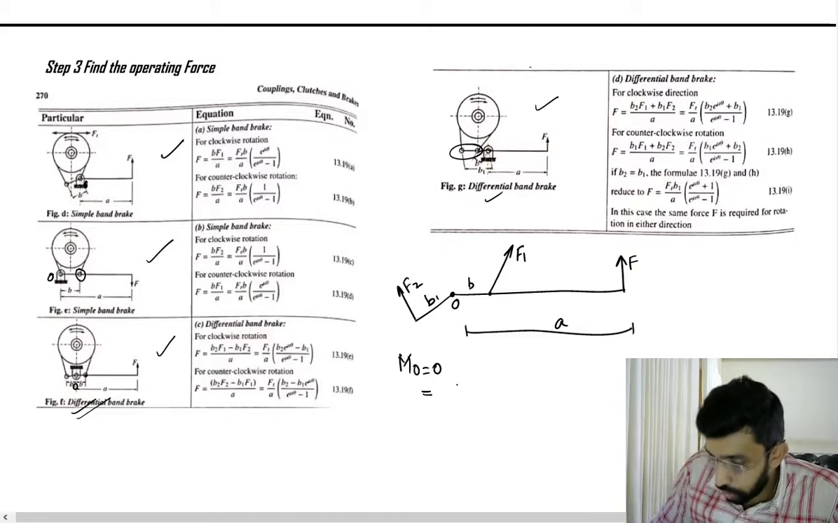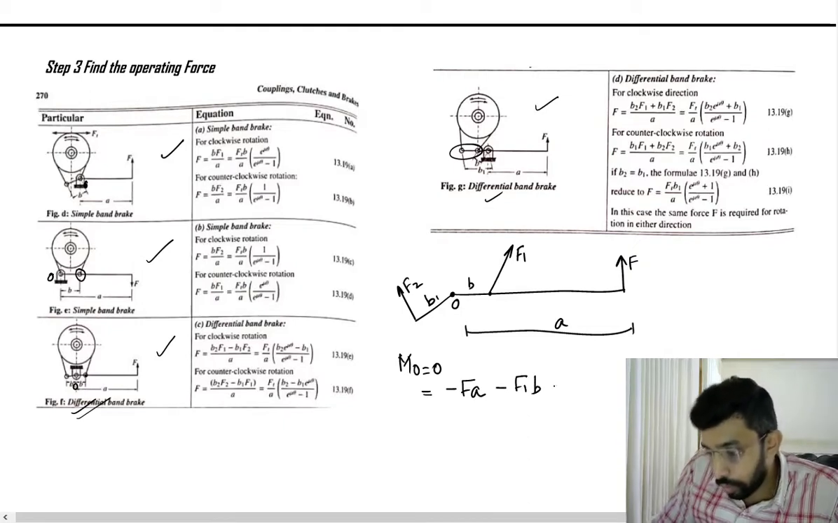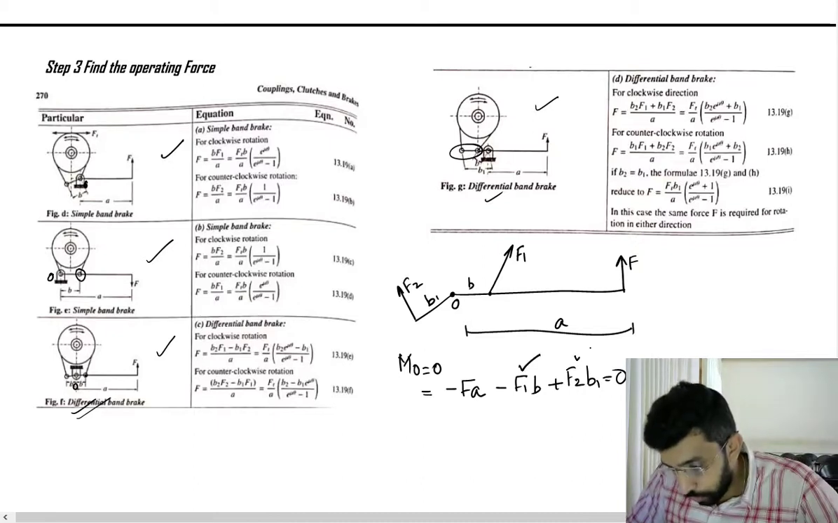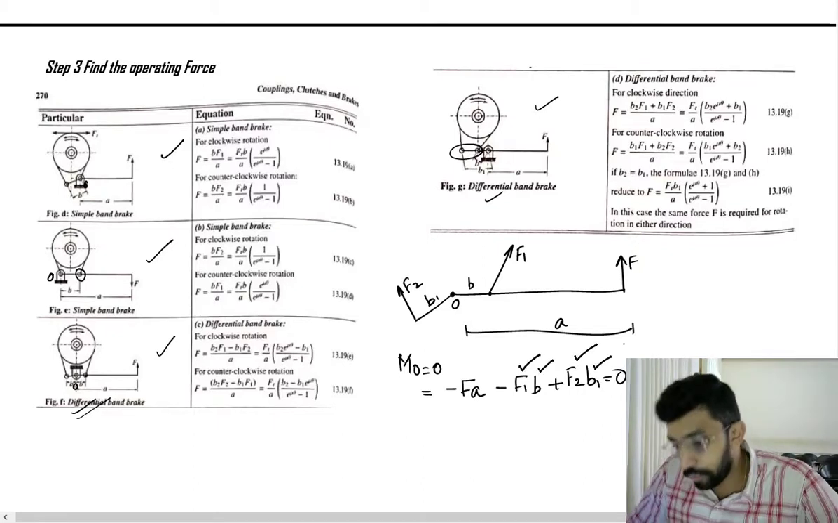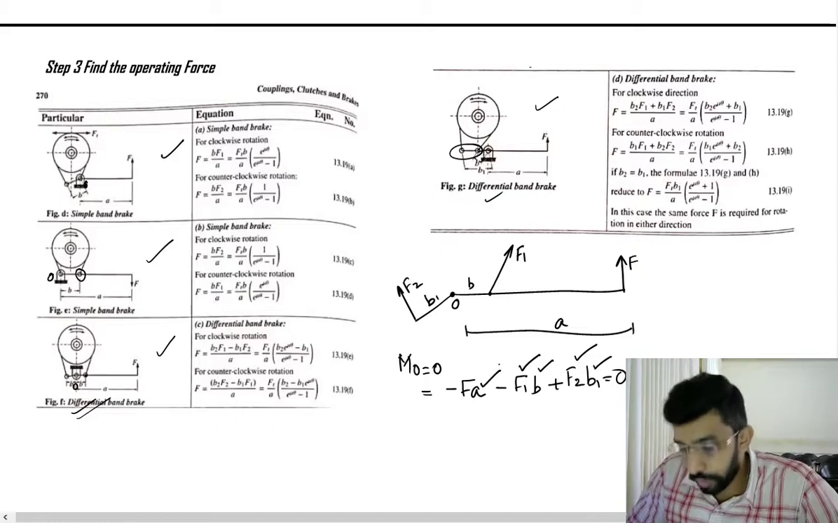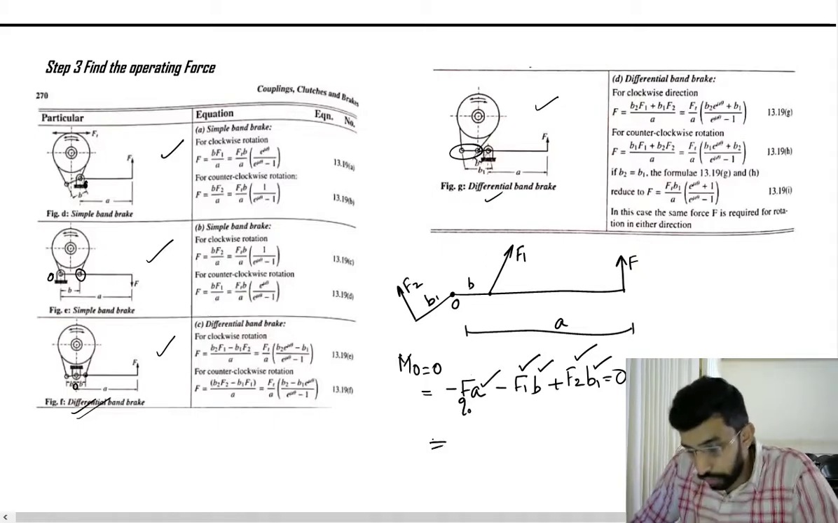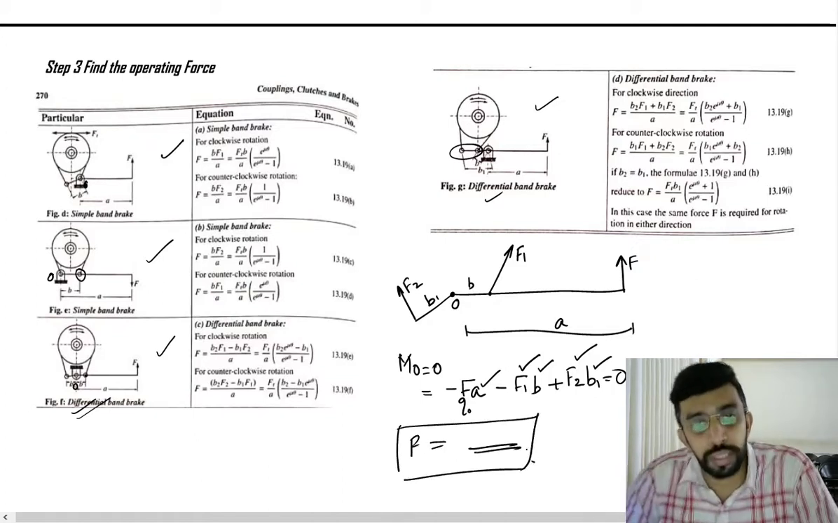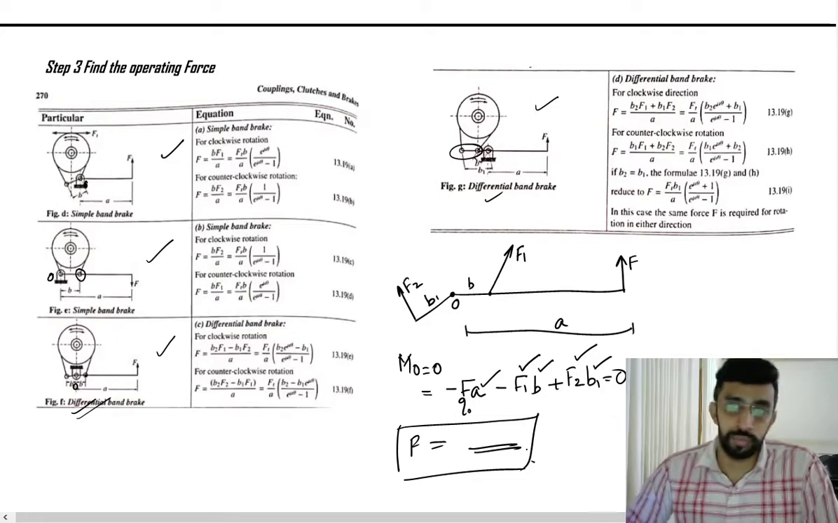So that means it is equal to minus F into A, anti-clockwise direction, minus F1 into B, again anti-clockwise direction, plus F2 into B1 equal to 0. We have already calculated the values of F1 and F2. We have the values of B1 and B. Definitely A is also available. The unknown value is F, and we can get the value of F. So this is how we find the actuating force.